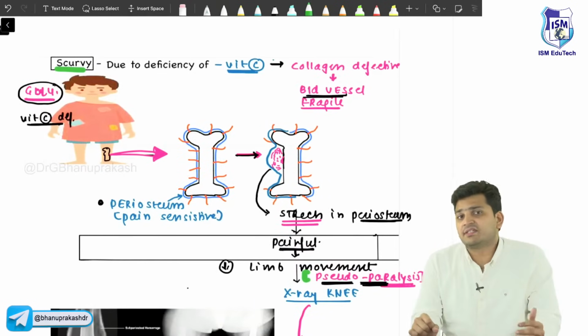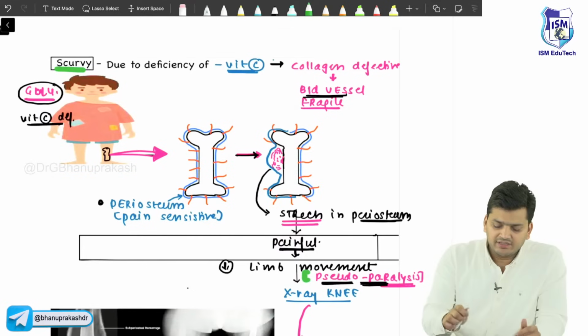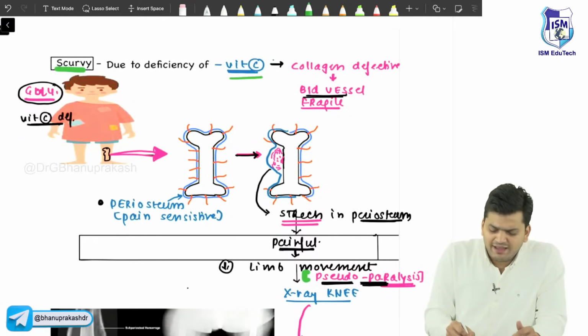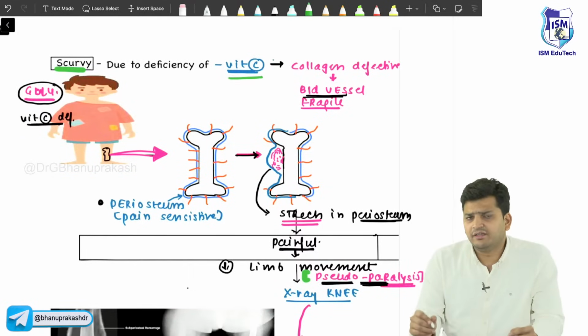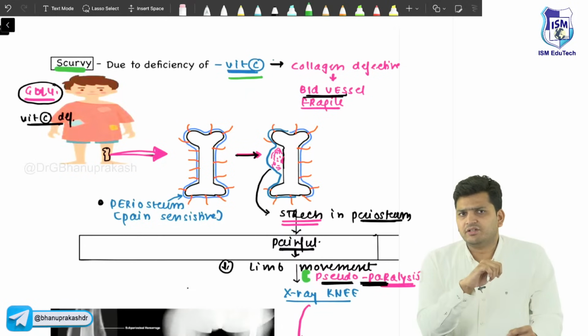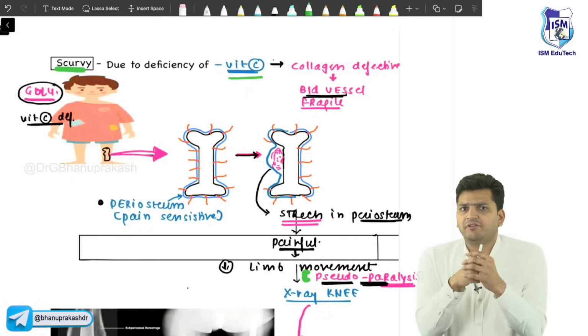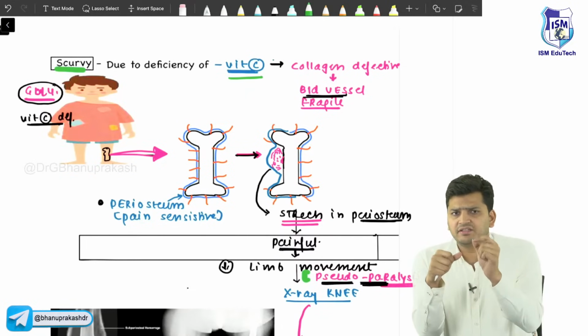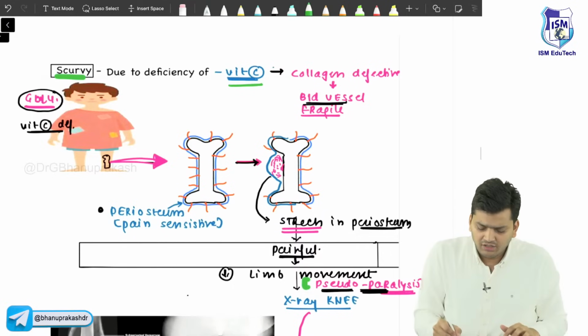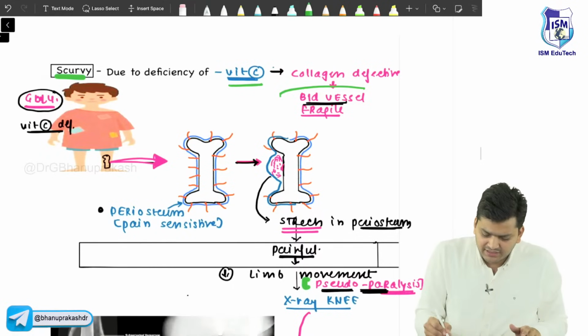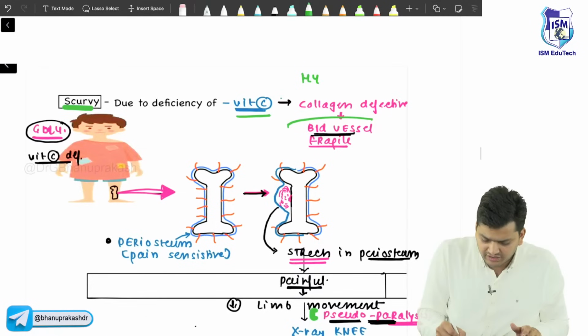Next, coming to scurvy. Scurvy is due to deficiency of vitamin C. Why are we discussing it here? The reason is that to make the collagen, we require vitamin C. And in collagen synthesis, there is a reaction which requires vitamin C, that is the hydroxylation.